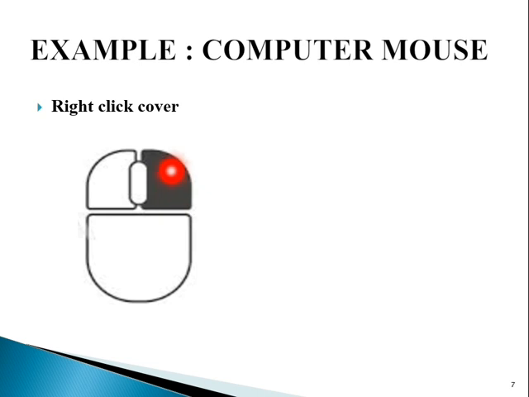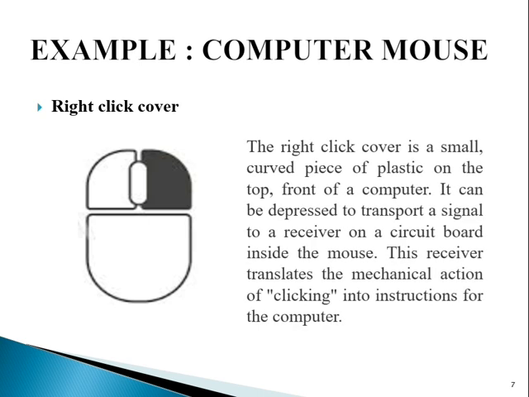So right click will be here. Okay. The dark black part. So the right click cover is a small curved piece of plastic on the top front of a computer mouse. It can be depressed to transport a signal to a receiver on a circuit board inside the mouse. This receiver translates the mechanical action of clicking into instruction for the computer. Okay. So you can write it down from here.